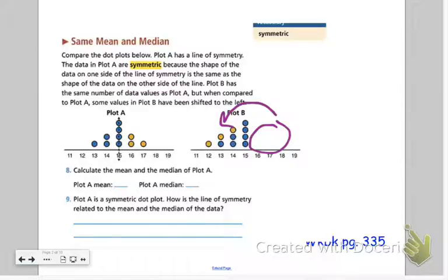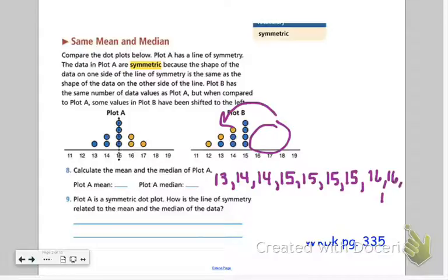So let's see, I've got 13, 14, 14, 15, 15, oops, erase that. Alright, so we've got 4 15s, and then we've got 2 16s, and a 17. So I'm going to add all of those numbers up, and I am going to get 150 when I add all of those up, and then I'm going to divide by 10 because there are 10 data values here. So 150 divided by 10 gives me a mean of 15.